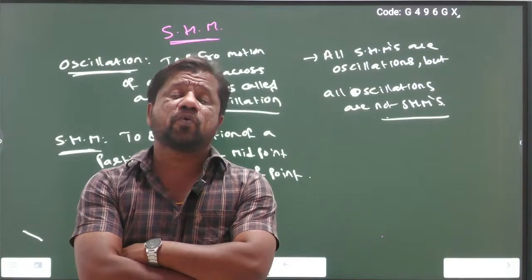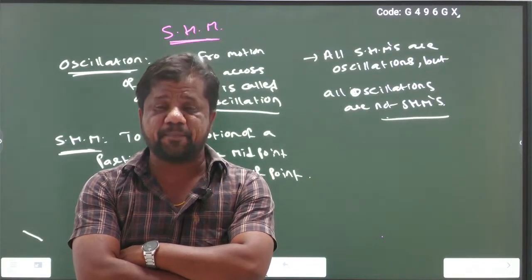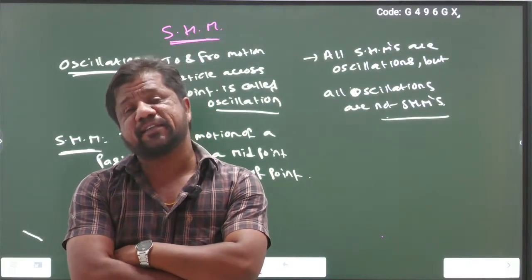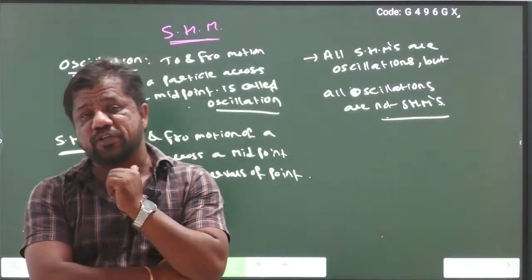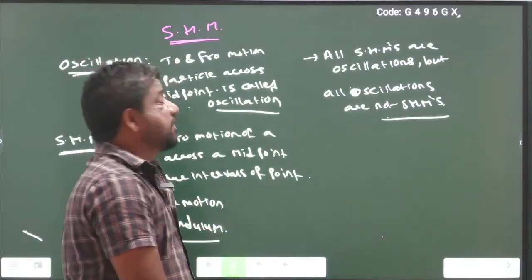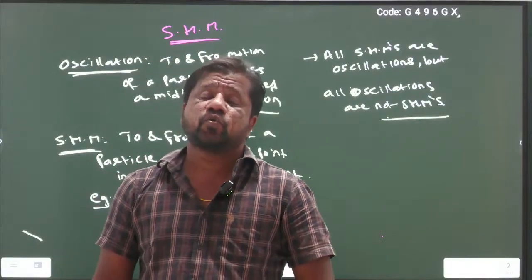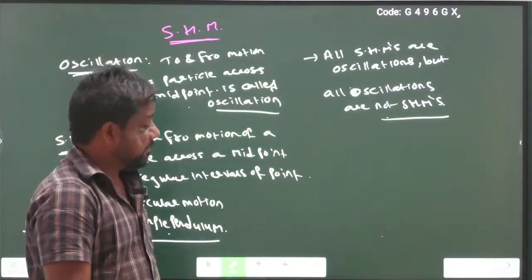In our syllabus, two examples are given. What are the examples? Circular motion, and the second one is the simple pendulum. These are the two examples given in the syllabus, right?